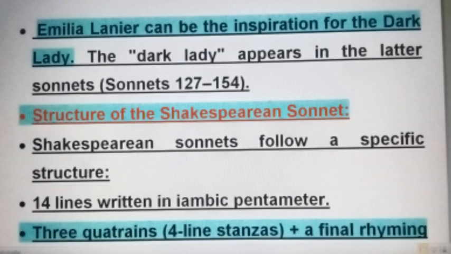Emilia Lanier can be the inspiration for the dark lady. The dark lady appears in the later sonnets, that is sonnets 127 to 154.